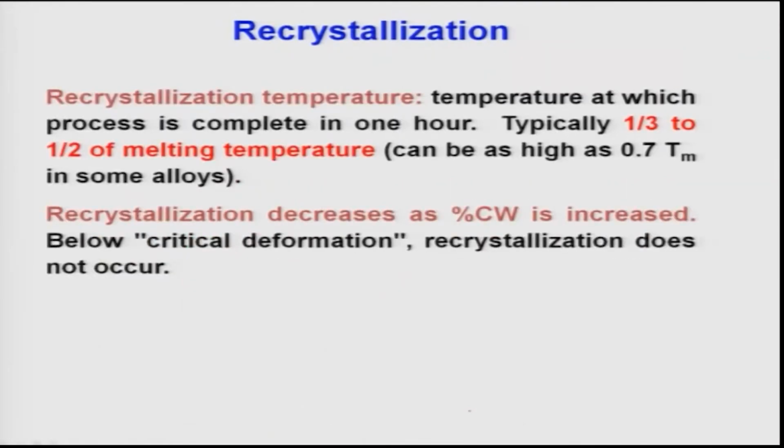Let us first discuss the temperature. The temperature at which this happens is known as the recrystallization temperature. Typically it is between 1/3 to 1/2 of the melting temperature of the material. It can actually go even up to 0.7, but very rarely. Normally it is between 0.33 to 0.5 Tm. Basically it is more likely 0.4 to 0.5 Tm.